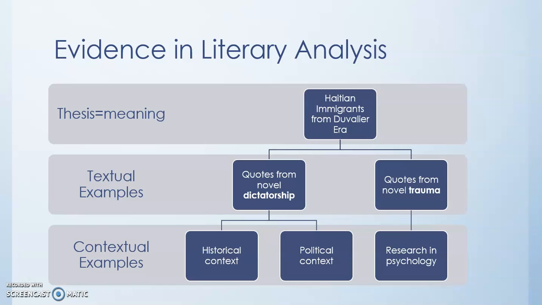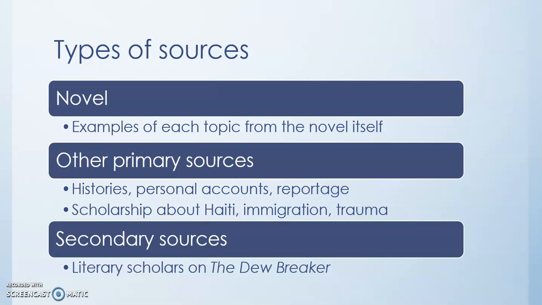All right, so I have some ideas of what I want to explore in the paper. That's what I'm starting out with, my thesis. I've got my quotes from the novel that are helping me shape my ideas here, and then I'm finding the contextual clues to help give expert information to add to what I have for my textual analysis. So the types of sources that you see here, to reiterate, obviously first is from the novel itself.